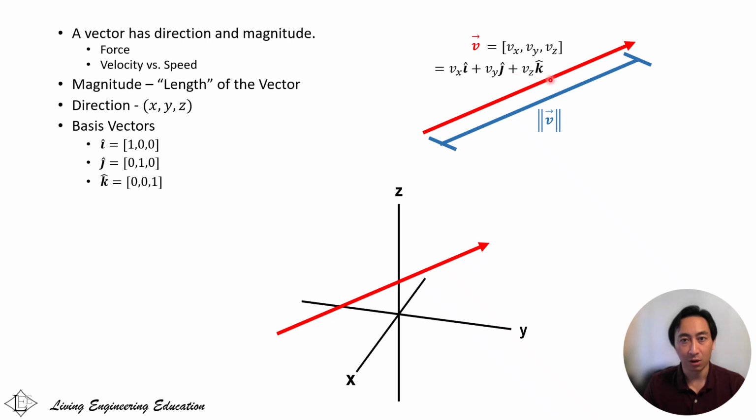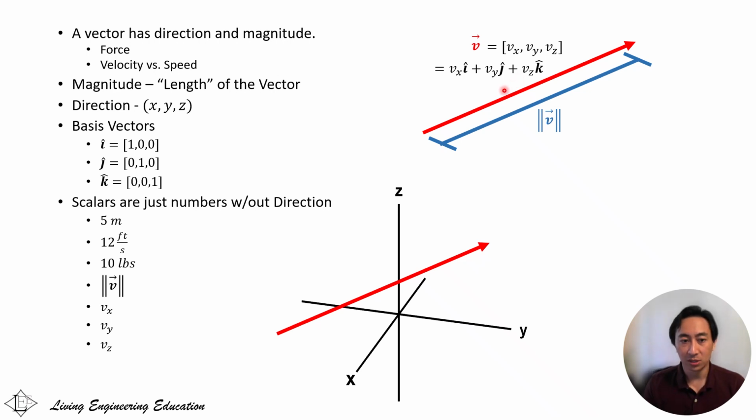i, j, and k are vectors. Vx, Vy, and Vz are scalars. So what is a scalar? A scalar is just a number without a direction. So the magnitude is a scalar. If I say any of these values without giving it direction, those are scalars. If I say Vx, Vy, or Vz, because I don't give it direction, those are also scalars. So understanding the difference between a vector and a scalar is extremely important. And as you solve your problems, make sure that you clearly denote what you're writing. Are you writing a vector or a scalar? Because how you use a vector or scalar is very, very different as well.